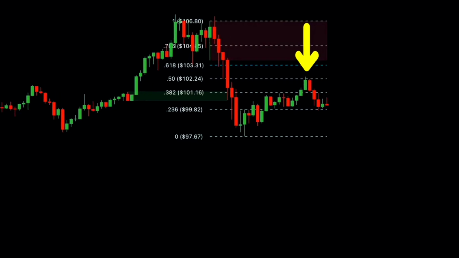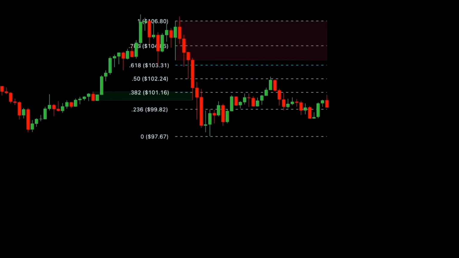This indicator helps you avoid chasing trends and instead focus on catching high quality retracements.